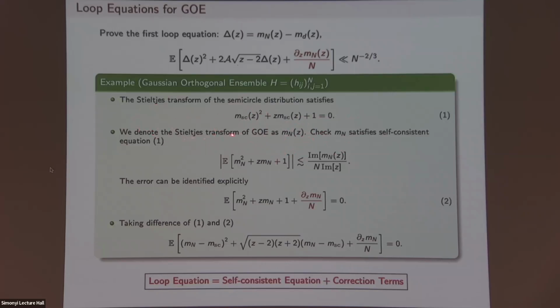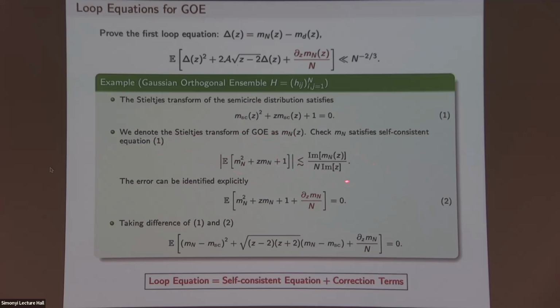And it's known from a long time ago in random matrix theory that if we want to show the Stieltjes transform of the GOE, Mn, is close to m semicircle, then if the two are close, we will get eigenvalue rigidity, concentration of eigenvalues. We do not want to directly show Mn is close to m semicircle. Instead, we will try to show Mn satisfies the same equation as m semicircle. Just the same equation, replaced by the Stieltjes transform of the GOE: Mn squared plus zMn plus 1. I compute the expectation, and I show actually this is small.